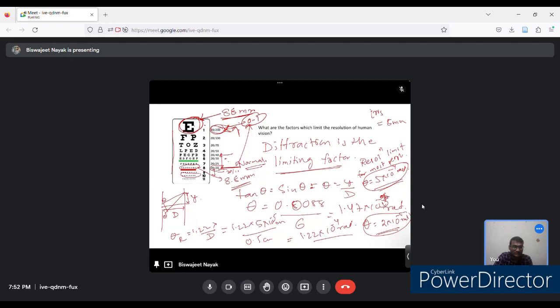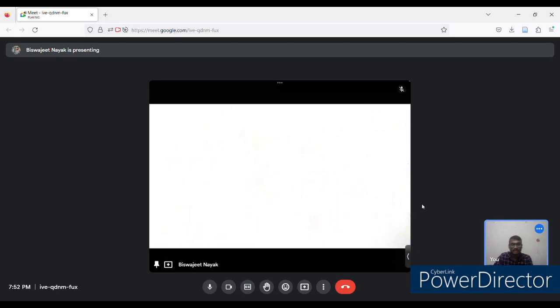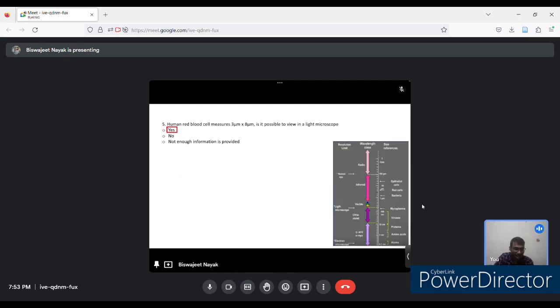So hope you understood. Next question: a human red blood cell measures 3 micrometer by 8 micrometer. Is it possible to view it in a light microscope? Yes. Why? In the class, sir has already shown the resolving power of a light microscope is around 100 nanometer, so it can easily resolve this 3 by 8 micrometer size human red blood cell.